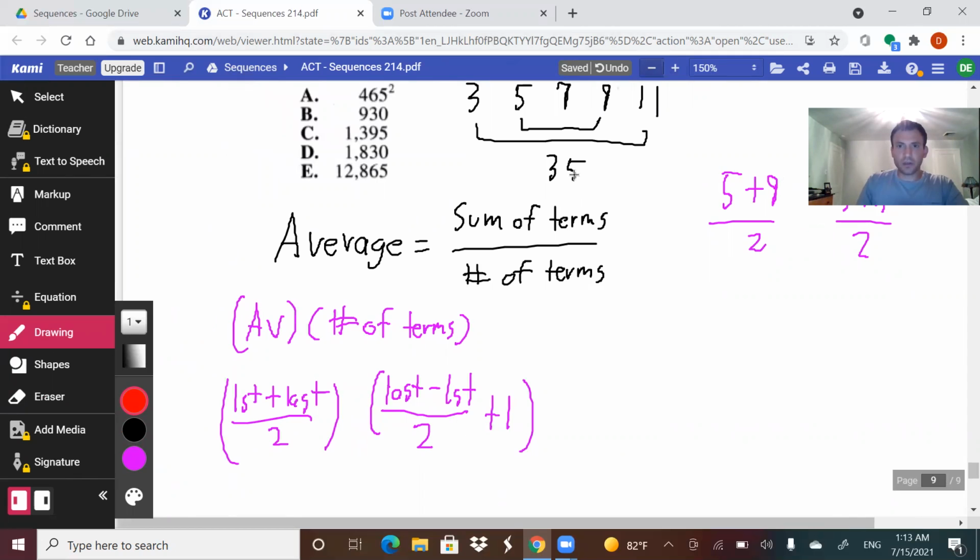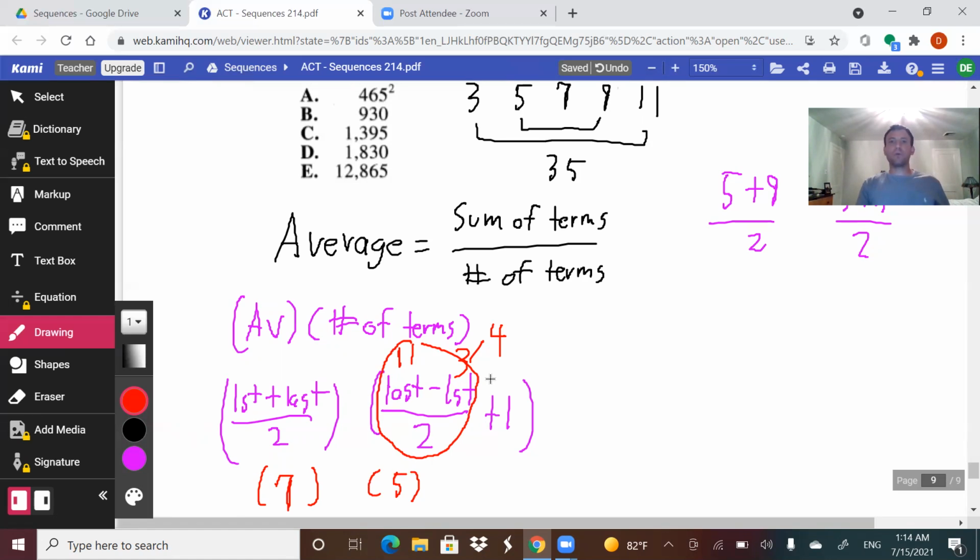So the first and the last term of the sequence is 3 plus 11 divided by 2. That gets us 7, so our average is 7. The last term is 11 and the first term is 3. You take the difference between those two, you have 8. 8 divided by 2 is 4. You add 1 to 4, and you're going to have 5.